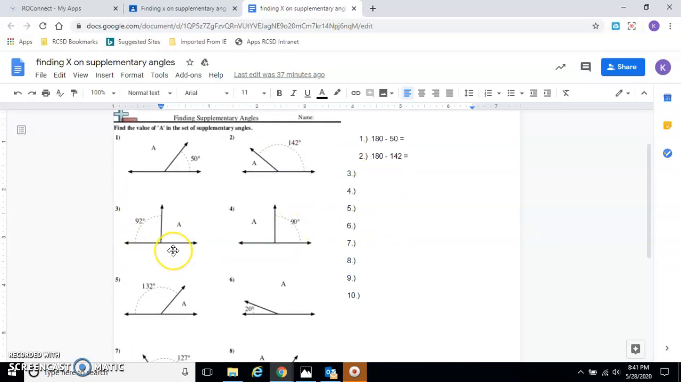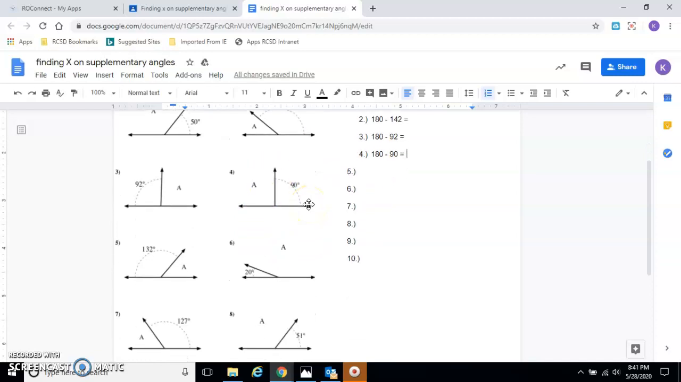For number 3, I have 180 degrees, take away the 92, figure out what that equals. Number 4, start with my 180 degrees, take away the given 90 degrees, and you can use a calculator to do this. Don't make it any harder. It's not supposed to be very hard. Use your calculator, plug it right in.